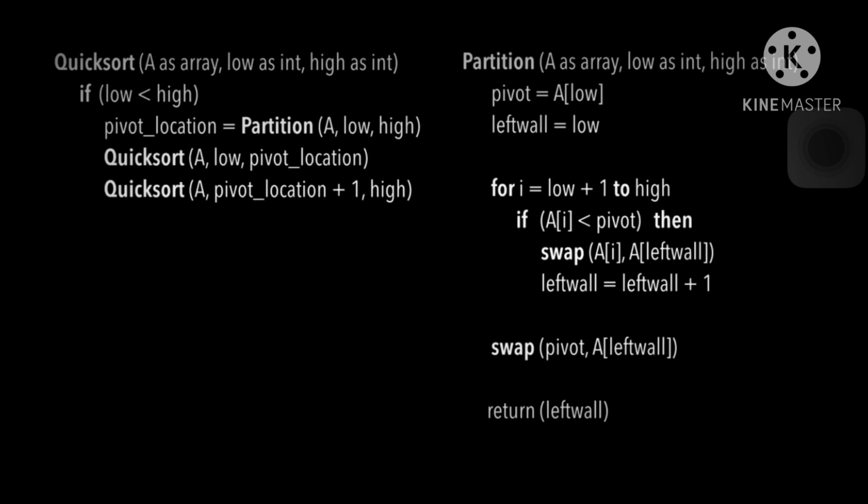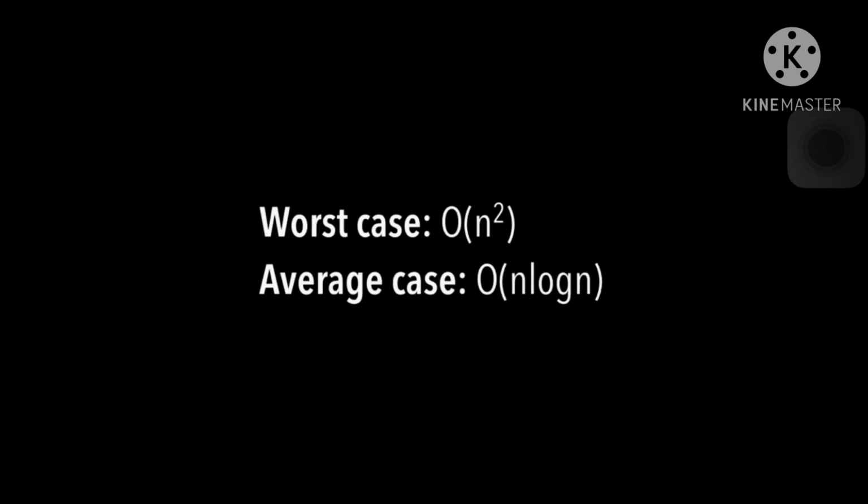Here's the pseudocode of Quicksort. Quicksort has a worst case time complexity of big O of n squared. But if a pivot is chosen properly, it can be shown to have an average case of big O of n log n.